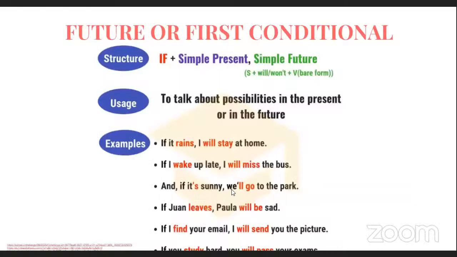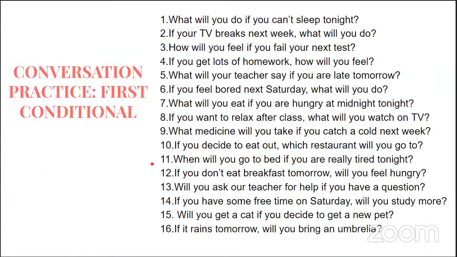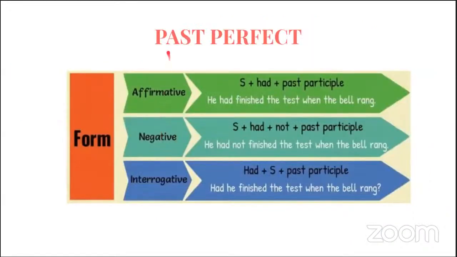All right, so let's please continue. We were reviewing vocabulary about dating, right? We reviewed the first conditional. In a previous class, we reviewed the first conditional and did a conversation practice using it, right? Yes. Now we are going to go on to the past perfect tense.